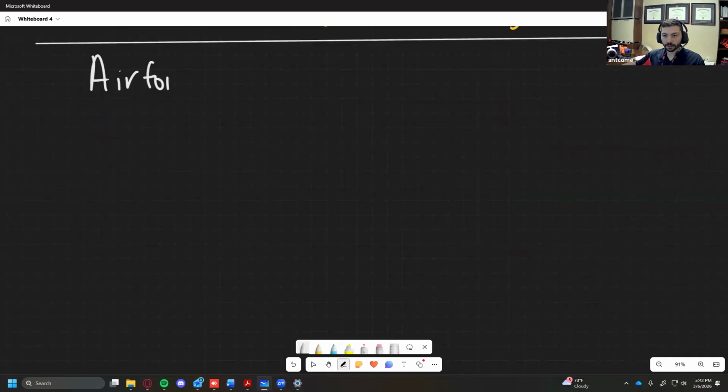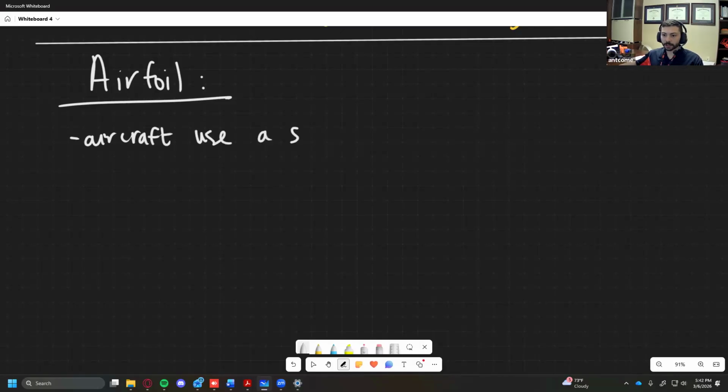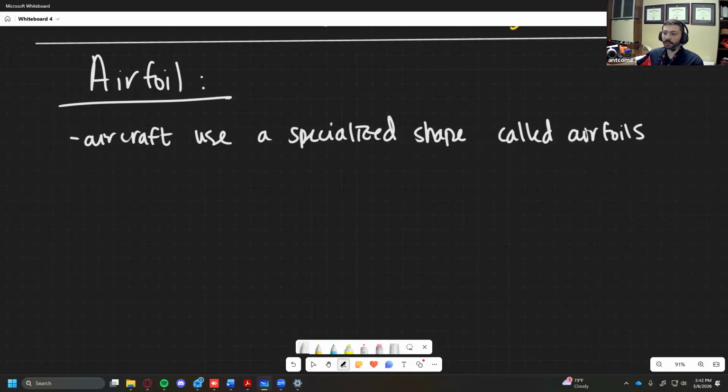Airfoil. So aircraft use, I just heard the alarms go off, use a specialized shape called airfoils. Also, I am keeping an eye on it, and I'm happy to give a brief update here.